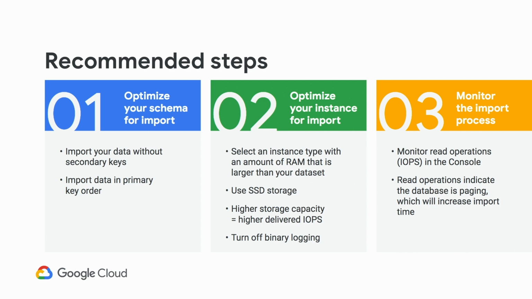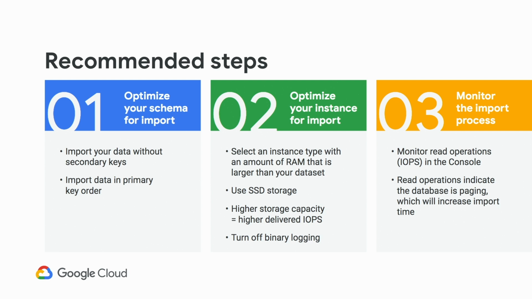For that approach, we have 3 recommended steps. You should optimize your schema for import. That means data without secondary keys, and put your data in order by primary key if you're using auto increment. And also optimize your instance for the import. Of course, if you have some gigabytes, some terabytes of data, you cannot have an instance that's larger than your data set. But it's usually recommended, if you have, for instance, a 500 megabyte data set, to have an instance with at least 1 gigabyte of memory. In Cloud SQL, the smaller instance has 3.75 gigabytes.